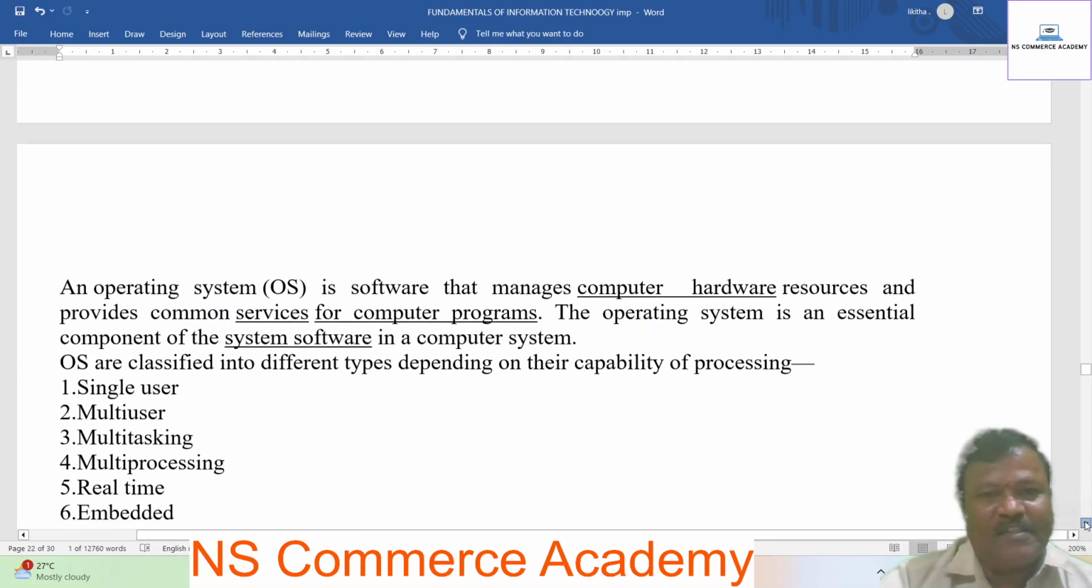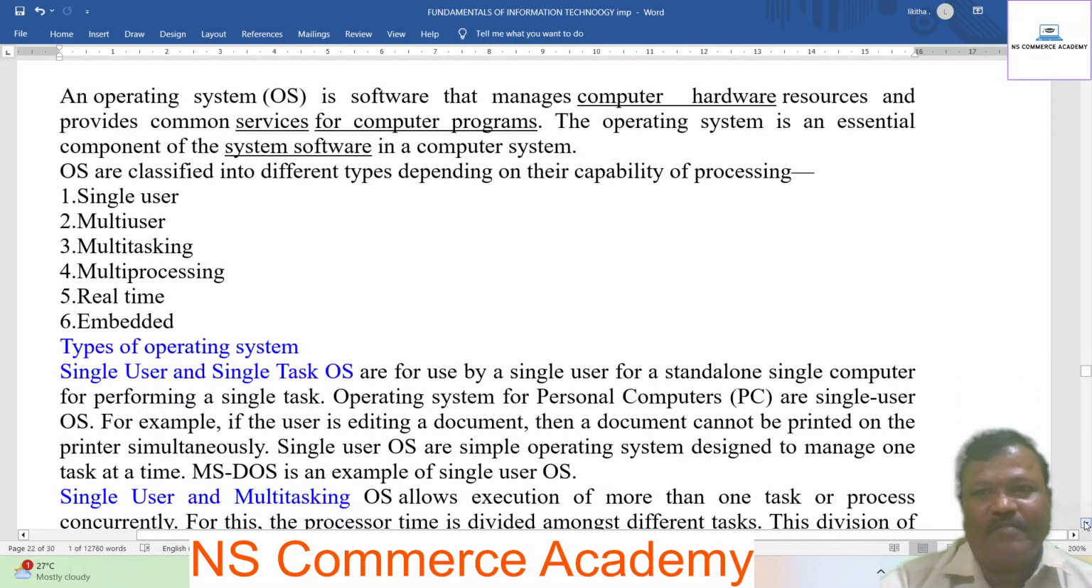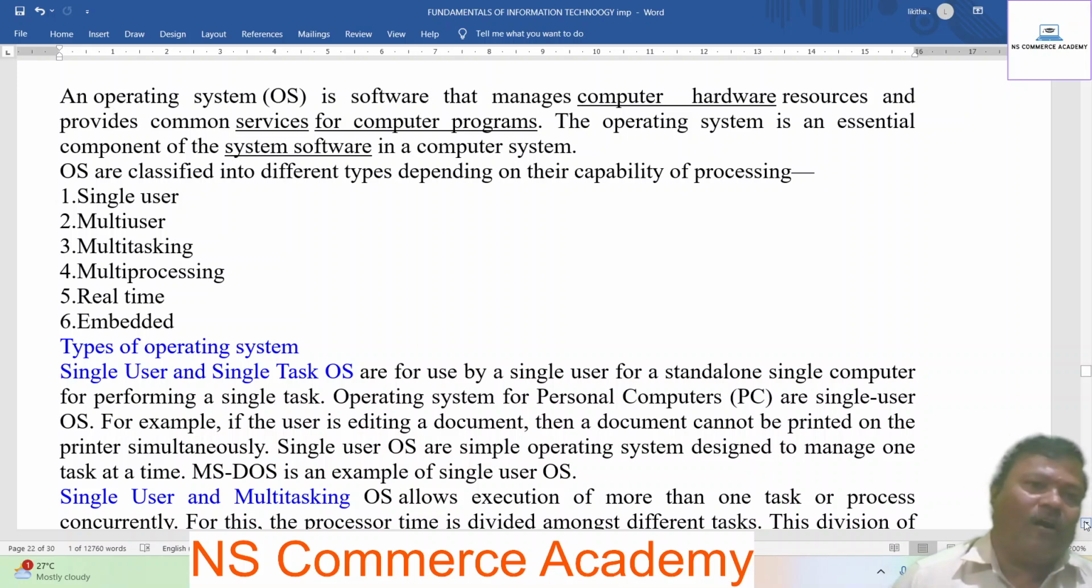An operating system is software that manages computer hardware resources and provides common services for computer programs. The operating system is an essential component of the system software in a computer system. Operating systems are classified into different types depending on their capability of processing: single user operating system, multi-user operating system, multitasking operating system, multiprocessing operating system, real-time operating system, embedded operating system.